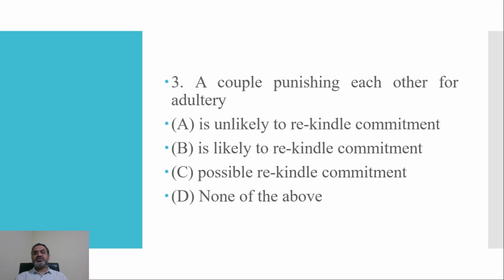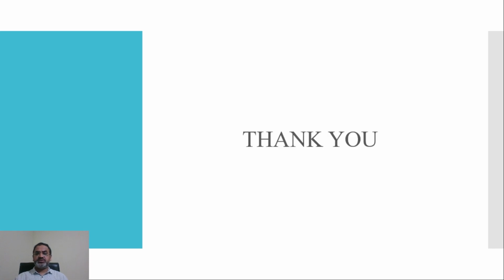A couple punishing each other for adultery is unlikely to rekindle commitment. The statement says is likely to rekindle commitment, but the court said it is unlikely to rekindle. And that is why it should be a matrimonial wrong, as is the case, and that should be a ground for divorce, and it should not be a crime. So that is it so far as the right to personal liberty is concerned. See you soon in our next lecture.